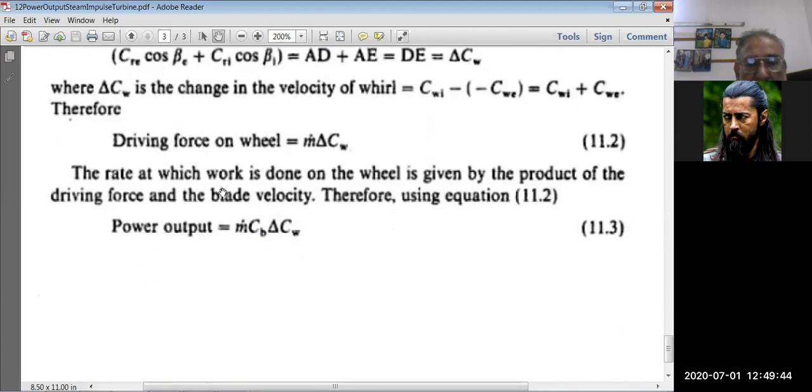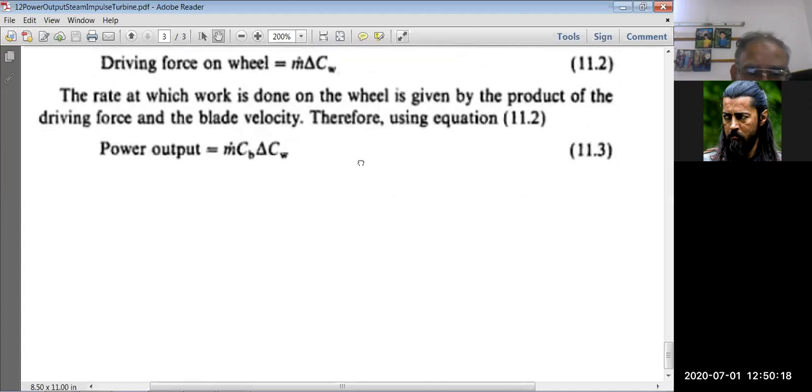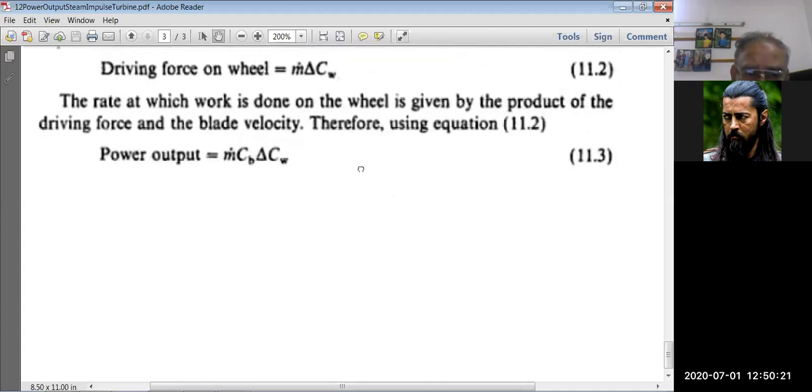After this whirl velocity is calculated, now what about force? Driving force on the wheel will be mass flow rate multiplied by change in velocity. This is also a fundamental of mechanics: force is the rate of change of momentum, and momentum is m into v. So change in momentum is delta v. Velocity is v in mechanics, but here we use the symbol c for velocity. So m dot delta c means m dot times change of velocity, and w means whirl direction, tangential direction. This equation 11.2 shows the driving force.